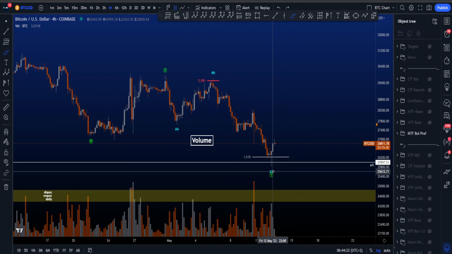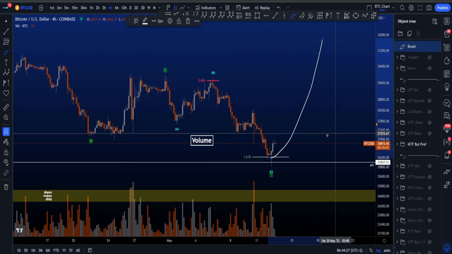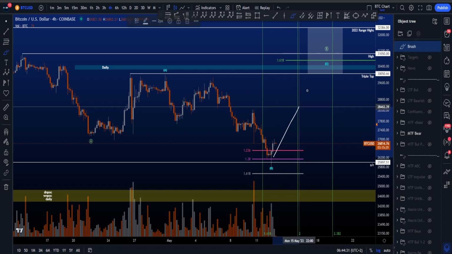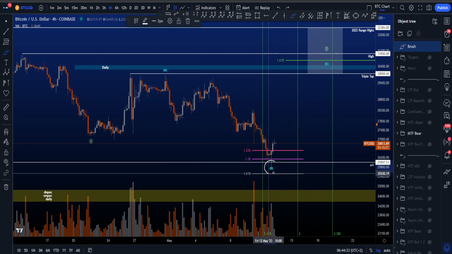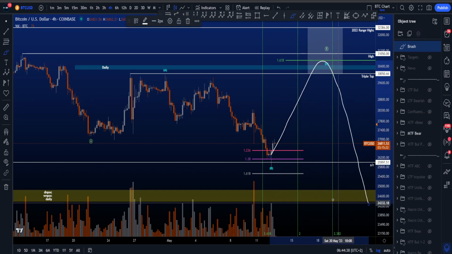So in this particular scenario, we are looking for this to be the end of the correction and we are looking for more upside to come. If we now look at the more bearish scenario, one still expects upside in this particular scenario. So this being the low, an important low made for then an upside move and then eventually downside after.